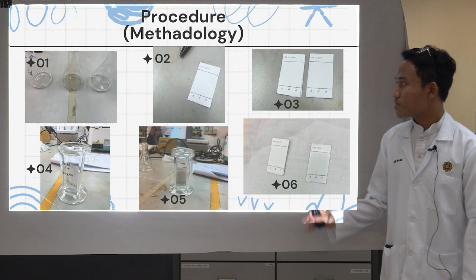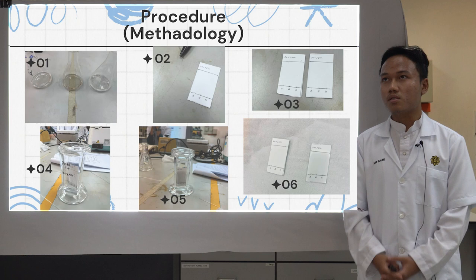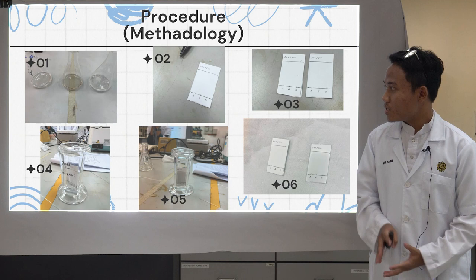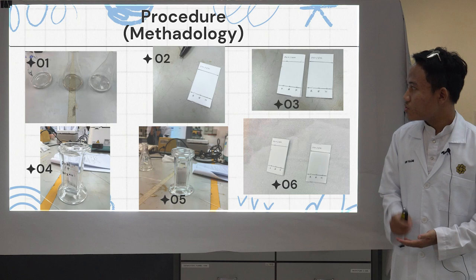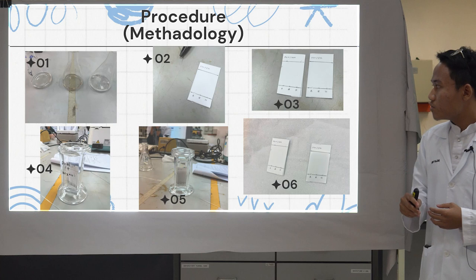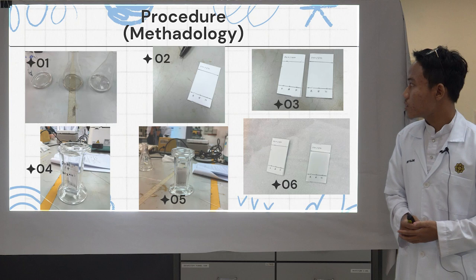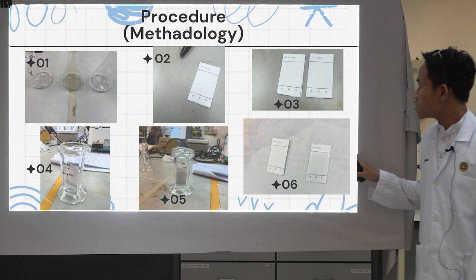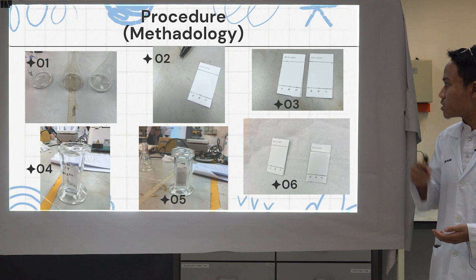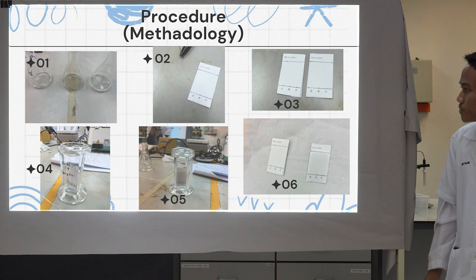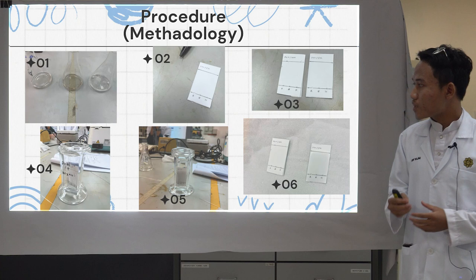Then we collect two solvents, DCM hexane and ethanol hexane, 20 milliliters in the flask. Then we prepare the silica gel, which has been shown here. On the silica gel, we use a pencil to mark the solvent front and the baseline, which is 1 centimeter from below and 1 centimeter from the top. From the top, we label the two silica gels with the two solvents, DCM hexane and ethanol hexane. On the baseline, we mark the three compounds we use: acid, base, and neutral. Next, from the flask, 20 milliliters of DCM hexane and the other solvent, ethanol hexane.